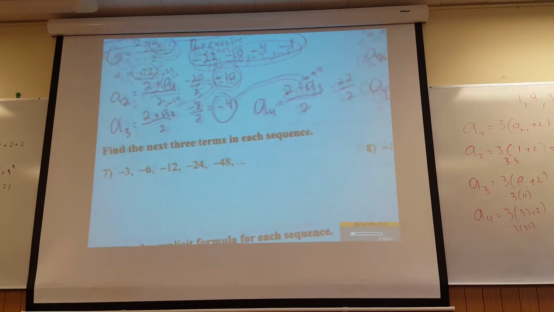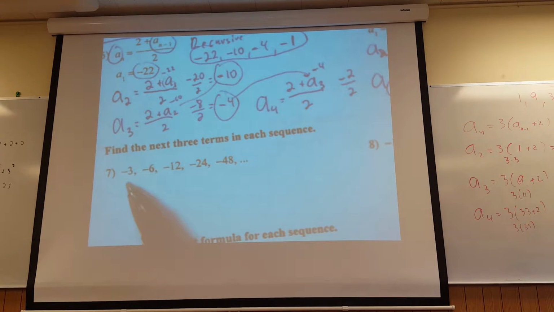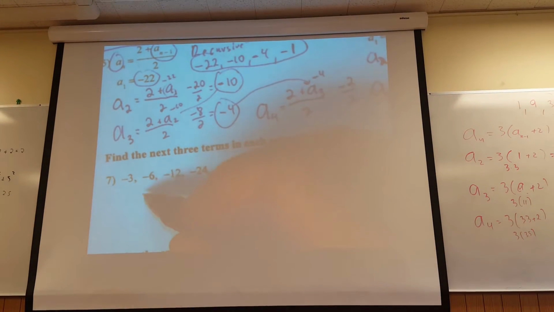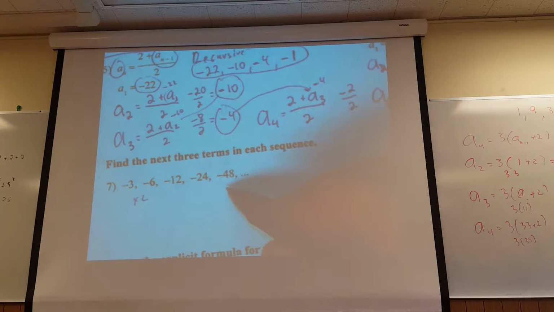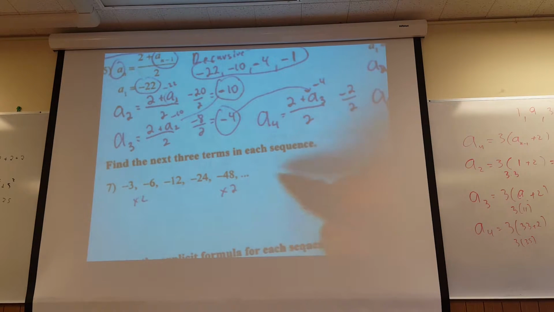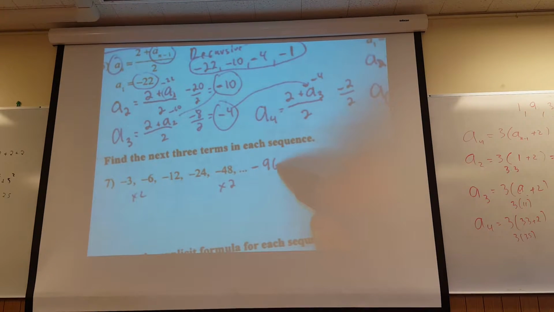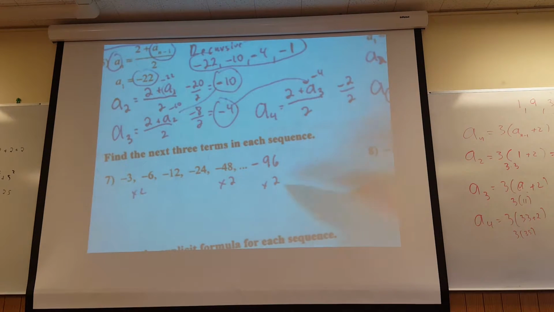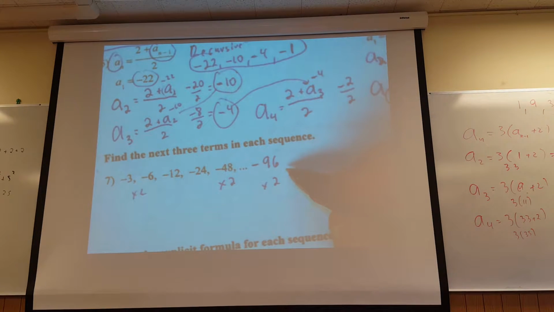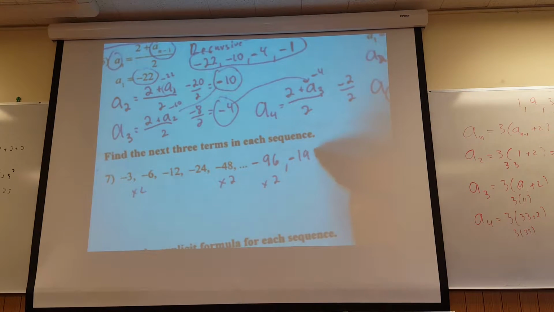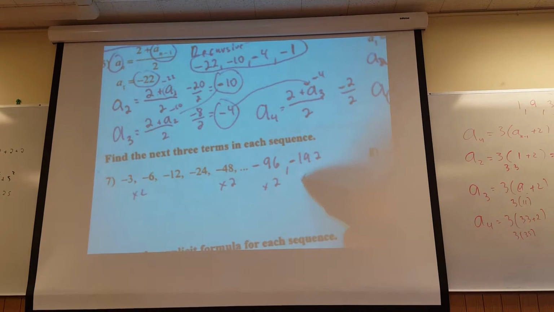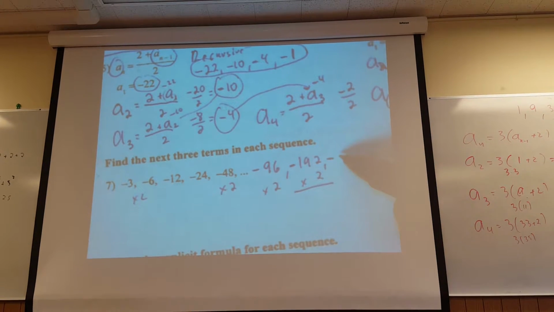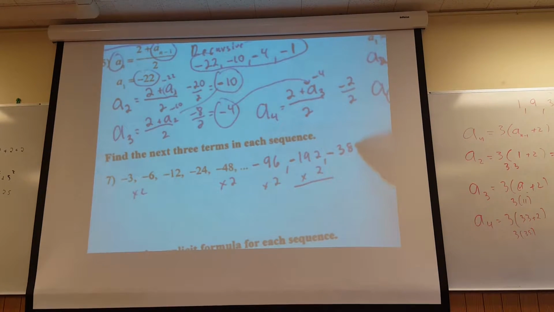Find the next 3 terms after negative 48. Can anyone tell us what's happening here? So you're timesing by 2 each time. So if we times negative 48 by 2, we get negative 96. So now you need to times that one by 2. Negative 192. And if you times this one by 2, you get negative 384.